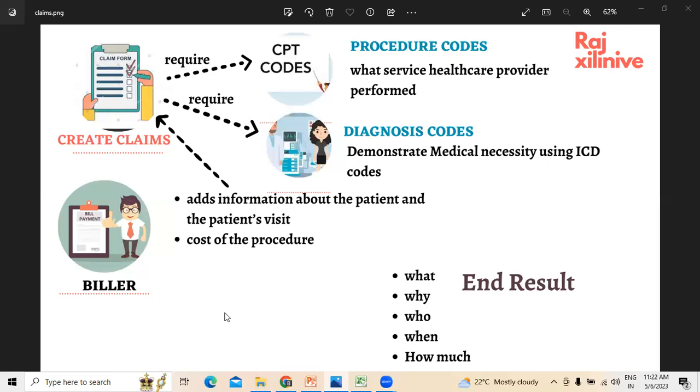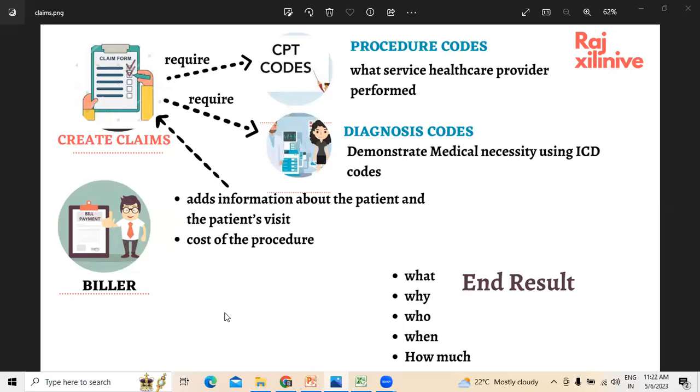So for a medical biller who wants to write the code, first of all they require two different things. One is CPT codes and the second is diagnosis codes. CPT codes are nothing but current procedure codes. They describe exactly what services the healthcare provider has performed. Everything comes under CPT, current procedure codes. And the second is diagnosis codes.